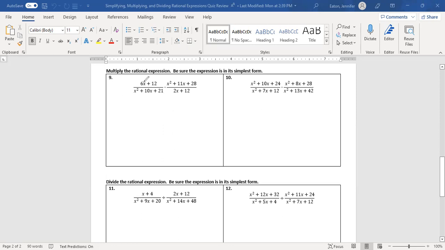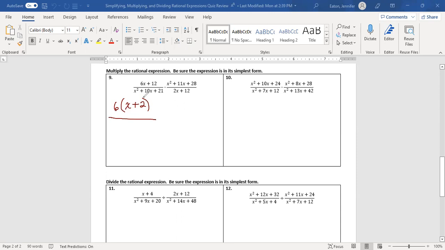So for the first one, we have 6x plus 12. I notice there's no x squared here, so I can't put my 2 parentheses, but I recognize that there's a number in front of x. So I ask myself, can I simplify out a greatest common factor? And the answer is yes. What number divides both 6 and 12? That number is 6. So I have x plus 2 left after I take out a 6, because 6x divided by 6 is x, and 12 divided by 6 is 2.